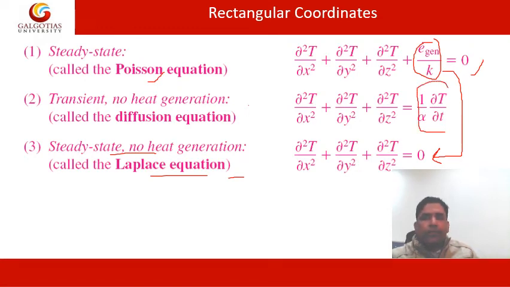When we consider this part of the equation, which represents the unsteady part, because of the time dependence of this heat transfer, this equation is also known as the diffusion equation. Even though it has no heat generation, it shows the heat transfer rate which is dependent on time. Heat transfer which is dependent on time is also known as transient heat conduction. So this is the case of transient heat conduction with no heat generation, and this equation is known as the diffusion equation.